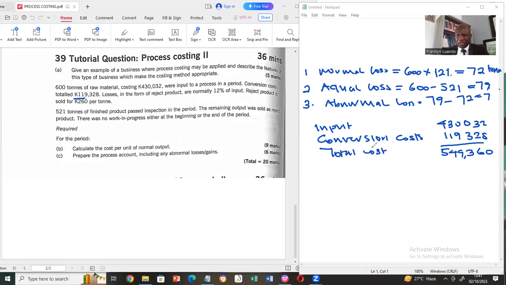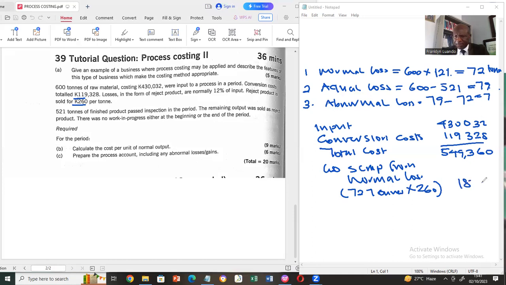Total production cost less scrap value from normal loss. The normal loss there was how much? 72 tons multiplied by, we are told this can be sold at 260. Total scrap value 18,720. So there we have 530,640.